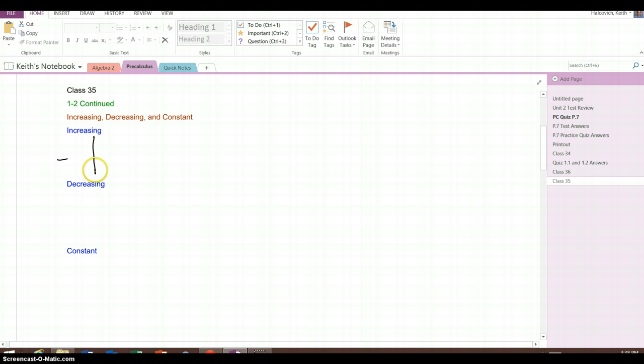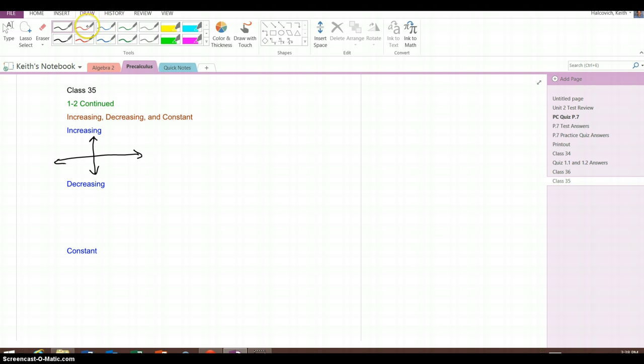Increasing, so think of it in terms of slope. A line that has positive slope increases from left to right. It's going to be the same when we talk about increasing and decreasing: if the graph goes up from left to right, it is considered increasing. So the key phrase is up from left to right.